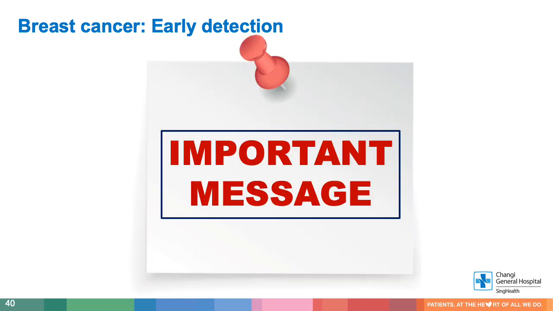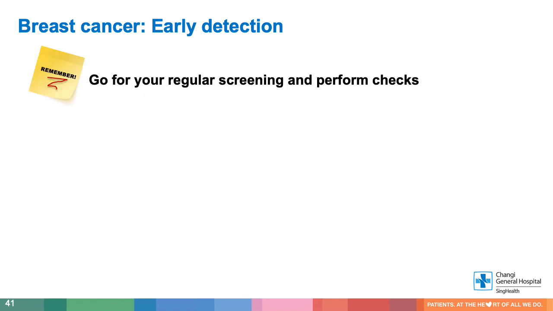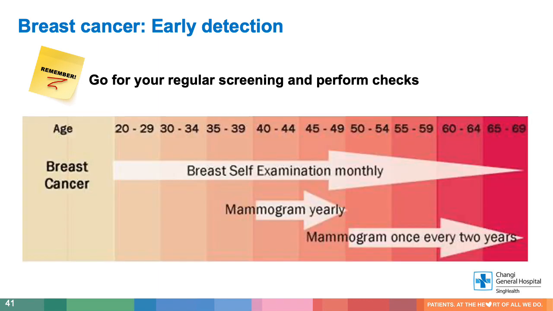I have this slide because I have a very important message for all of you. It is a reminder to go for your regular screening as well as to perform regular self-examination. We encourage any lady above the age of 20 to start doing self-examination on a monthly basis. For ladies who are 40 years old and above, please go for your screening mammogram. The interval is yearly when you're aged 40 to 49, and every 2 years when you're 50 years old and above.